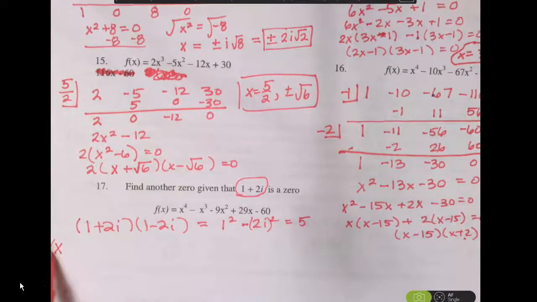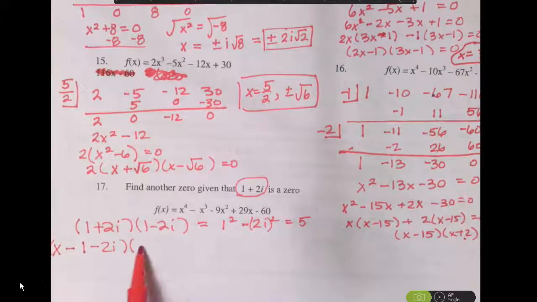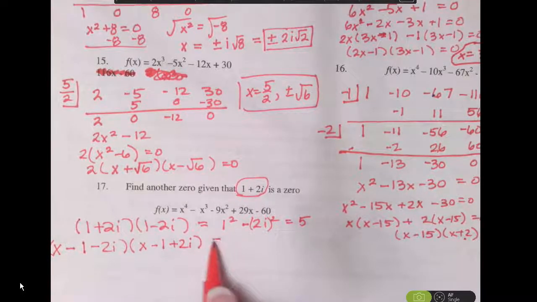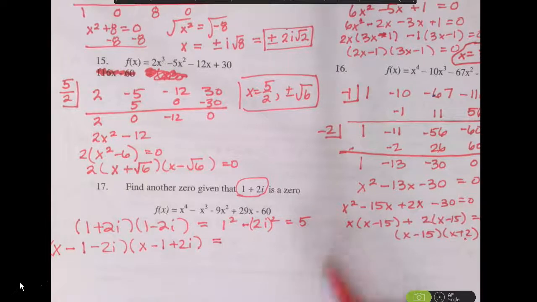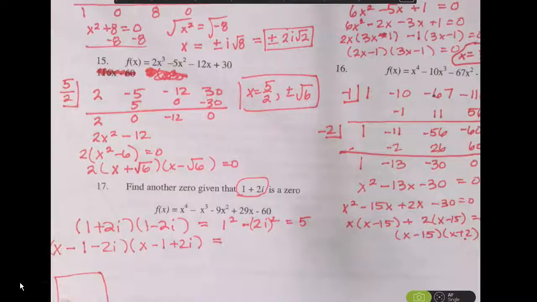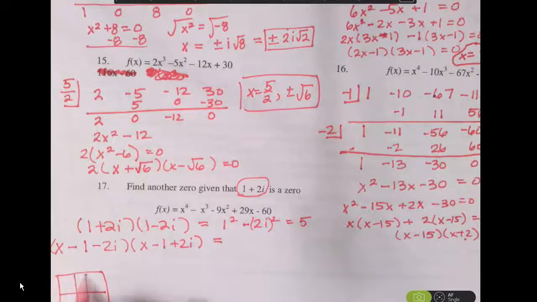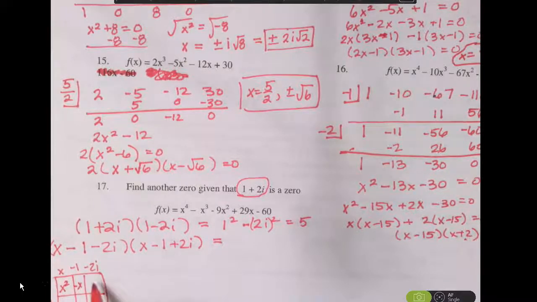So if I do x minus 1 plus 2i and x minus 1 plus 2i, that's what I need to be multiplying. So I think I'm going to end up with x squared plus 5, but I'm not 100% sure. So that's why I'm going to check here. So I get x squared minus x minus 2ix and then plus 2ix. Those are going to cancel.